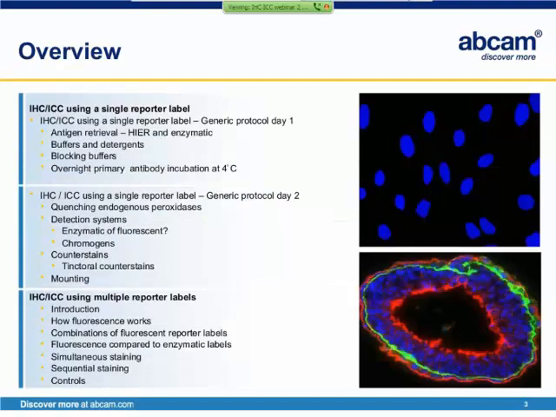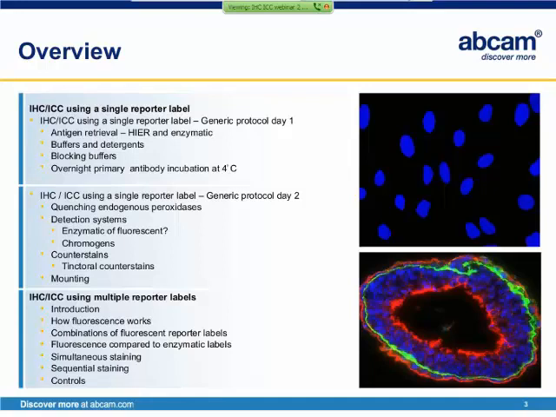Okay, so we're going to work through and discuss the following in detail. Firstly, there's IHC ICC using a single reporter label, both day 1 and day 2 of the staining protocol. Day 1 will consist of antigen retrieval, both heat-induced and enzymatic, buffers and detergents, blocking buffers, and finally primary antibody incubation. Day 2 will cover quenching endogenous peroxidases, briefly touch on detection systems, discuss whether to use an enzymatic or fluorescent reporter label, and the various chromogens that are available for enzymatic detection. We will then go on to talk about tinctorial counterstains before finally discussing mounting. In case you were wondering, I will talk about fluorescent counterstains in the multiple staining section.